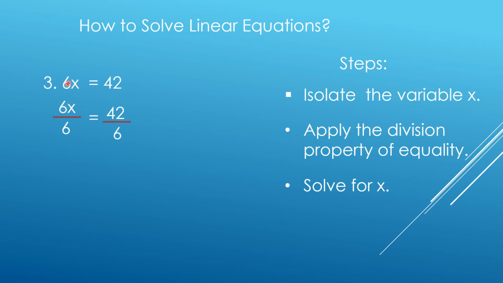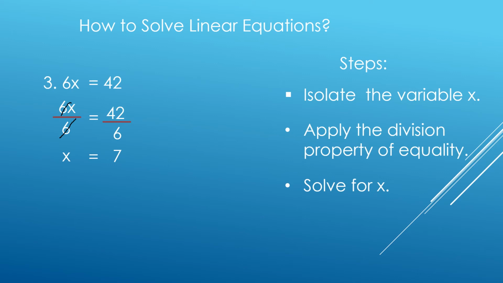Whatever the number here, 6, we need to divide by 6. You need to divide both sides of the equation. So now we have 6 divided by 6, that is equal to 1, so what we have left is x. And then 42 divided by 6 is equal to 7. So that's the value of x.